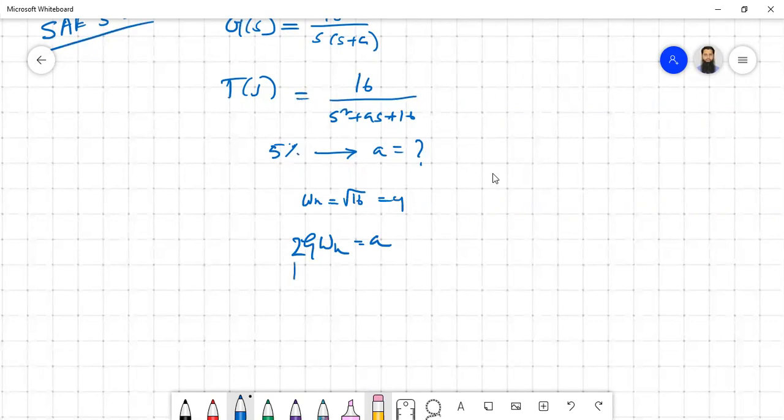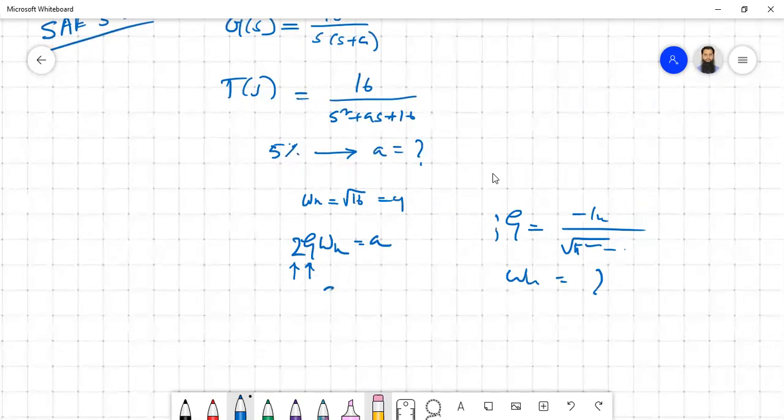You already know what the value of zeta should be based on the formula that we have just used, the minus ln divided by root of pi square plus ln square. Omega n you already know. If you figure out those values, you are going to find A equal to 5.52 to yield a percent overshoot of 5%. Okay, so very fairly simple.